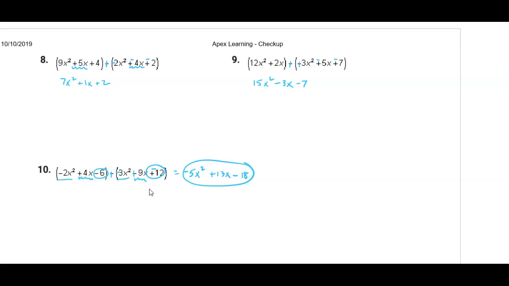So basically adding and subtracting polynomials is pretty straightforward, but it is an important lesson for the next one. All right, go ahead, take the quiz, and let me know if you have any questions.